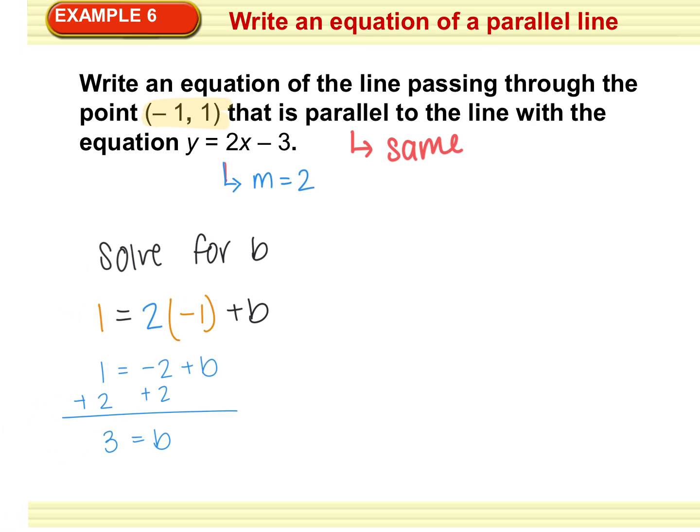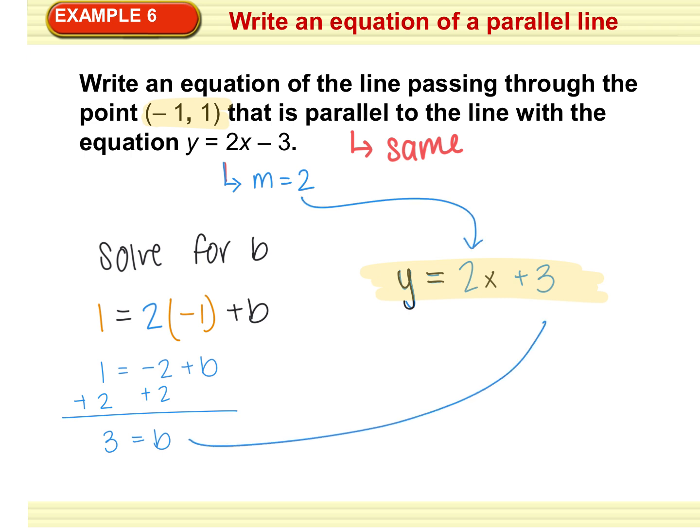Now I have information for my new slope. So what would my new equation look like? I'm going to use the information that I solved for. Y equals, you're always going to have y equals. My new slope was 2x, and then my new b was 3. So this would be my new equation. Where am I getting this information? Just so you see where it's coming from. This is my new slope, and this is my new y-intercept.